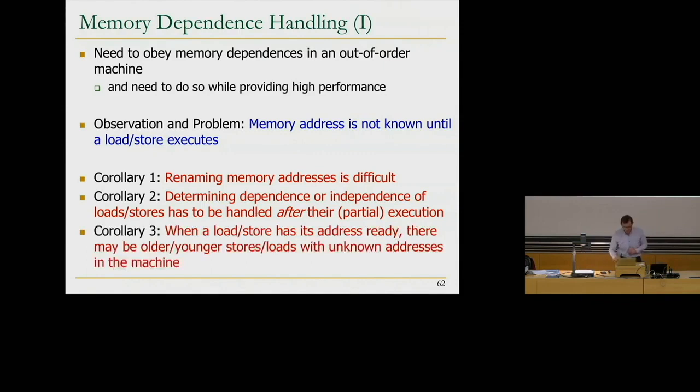Okay? And there's also another corollary, corollary 3, which is also what I discussed actually. Let's assume we're talking about loads right now. When a load has its address ready, there may be older stores with unknown addresses in the machine. And the other way around also works. When a store has its address ready, there may be younger loads with some unknown addresses in the machine. The first one is more serious, of course. So let's take a look at this.